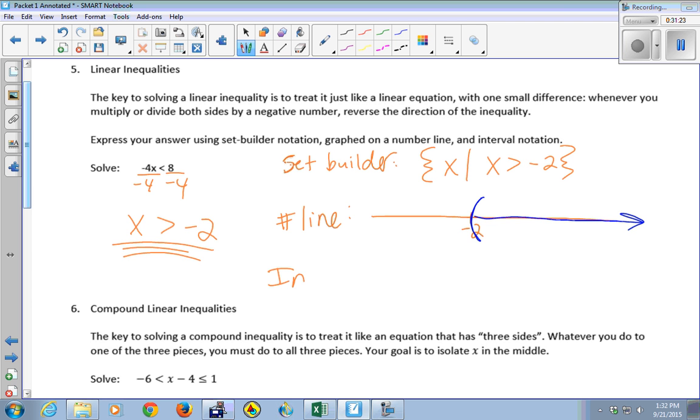And then interval notation. If I start from the number line, I would say negative 2 with a parenthesis, because I don't include it, is my smallest number in the set, and I go up to infinity, and you never include infinity in an interval.